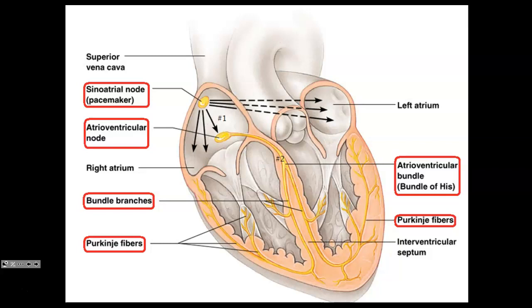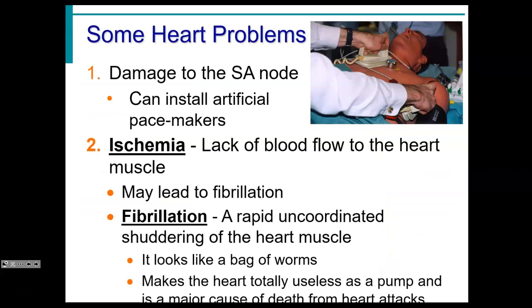Okay, so you can see how the SA node sends an impulse down to the right atrium, and it also goes across the heart down into the left atrium as well. The AV node receives it and sends it down.